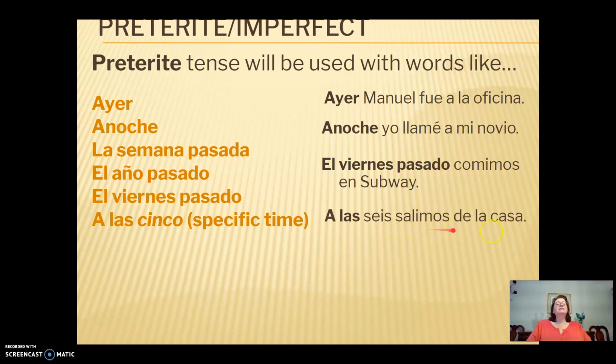A las 6 salimos de la casa. At 6 o'clock we left the house. We know exactly what time something happened. So again, any specific time that I would write here. Again, the verb is going to be used in the preterite because I know exactly when it happened.